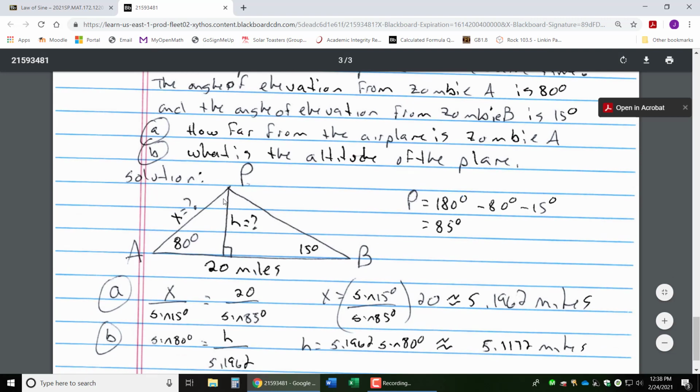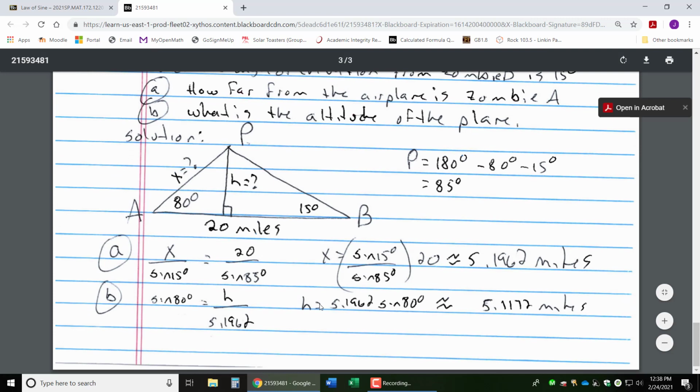Now that angle at the top, opposite the 20 miles at the bottom, will allow us to use the 15 degrees and find the side opposite it, which is the x. Easy peasy. Plug it in, type it in the calculator, you got your answer. The height or altitude of the plane is SOHCAHTOA, right triangle, straight out of the Unit 1 stuff. We've got the 80 degrees is the opposite height over the hypotenuse x that we just solved for. Plug it in, a little bit of algebra, type in the calculator, boom, you're done.